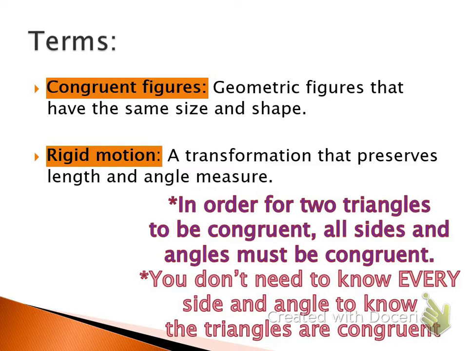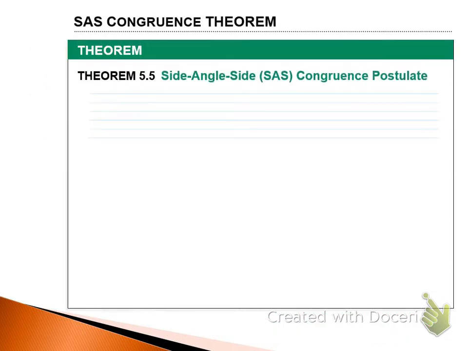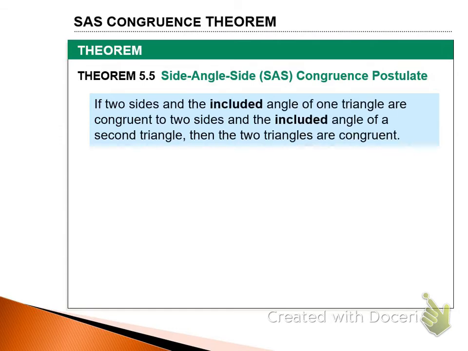It brings us to our first theorem that proves triangles are congruent. It's called side angle side. Go ahead and fill that in. It says theorem 5.5. It's called side angle side. So theorem 5.5 is side angle side. We're going to read it together, and then I'll explain it to you.